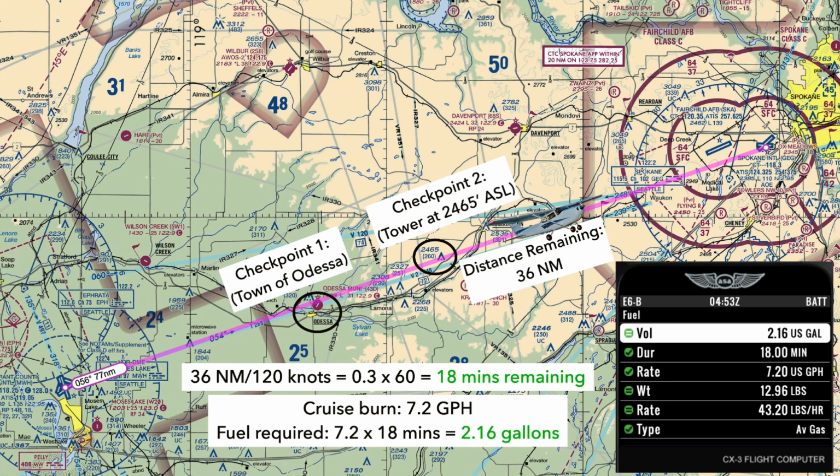Referring to the aircraft's fuel gauge, we note a fuel burn rate of 7.2 gallons per hour. To calculate the fuel needed for the remainder of the trip, multiply 7.2 by 0.3 hours, 18 minutes, resulting in 2.16 gallons.